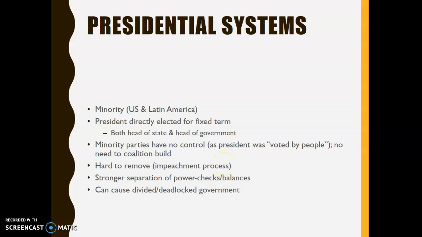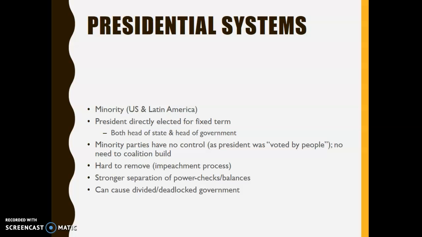And because you have these different branches that each want to protect their own power, this can cause divided or deadlocked government. If one really wants to do one thing and another wants to go their way, then it can lead to what we call a deadlocked government where they don't really seem to be getting much done. Sometimes maybe you don't want a government to get much done. It's better to do nothing than to do something bad. But most people would prefer a government that is effective and able to take care of what they ought to.